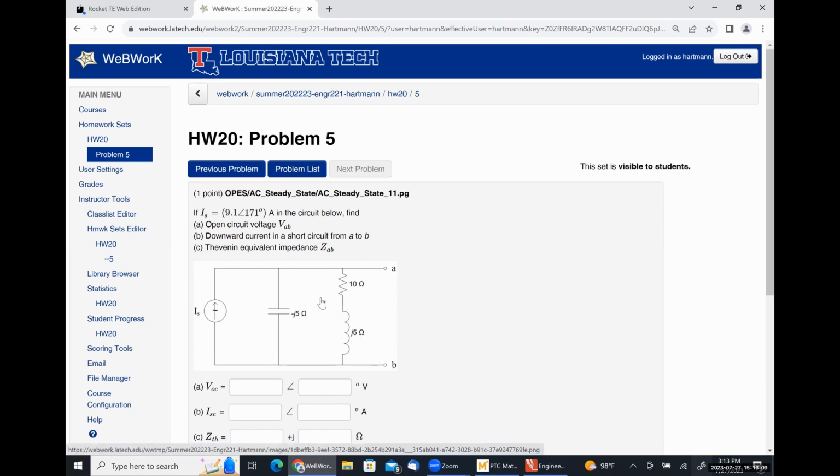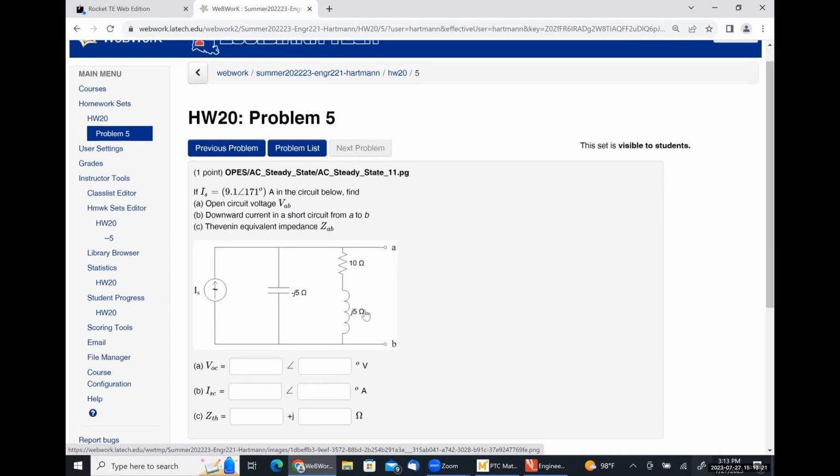Multiply that impedance by IS to get VOC. And the short circuit current is literally just going to be IS, because if we short out terminals A and B, all of IS will bypass both those paths. So that one's really trivial. All right, so homework 20 does not need MathCAD at all.